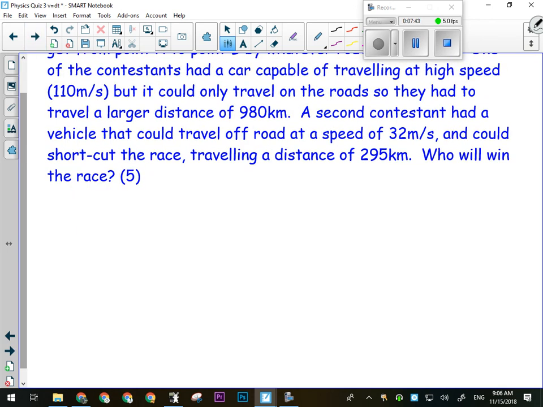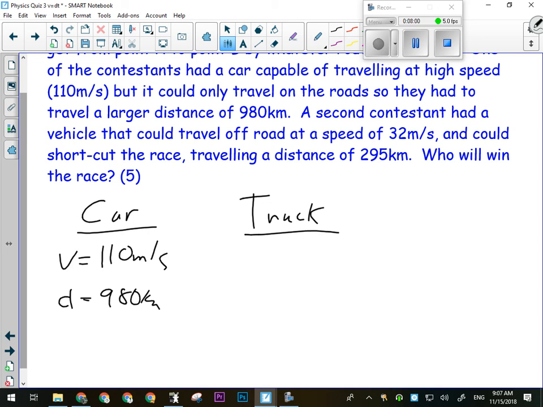Okay, so we've got the information for the car: the speed is 110 meters per second and the distance it has to travel is 980 kilometers. For the truck, we know that its speed is 32 meters per second and the distance it has to travel is 295 kilometers. Now, I want to right away change these kilometers into meters, which just requires me to multiply by 1,000. Now I have them in meters. There's your givens, 1 mark for that.